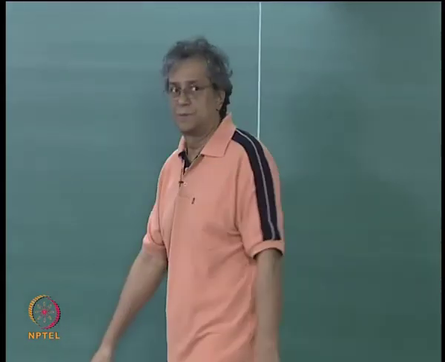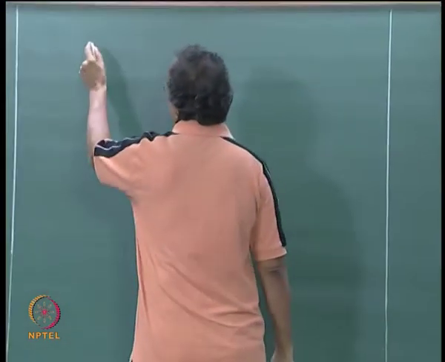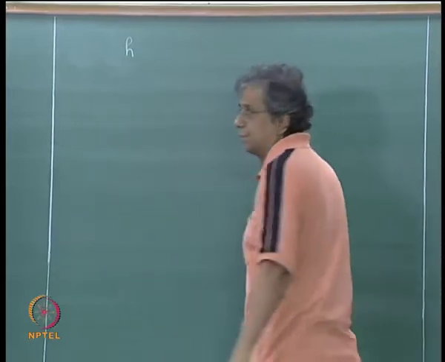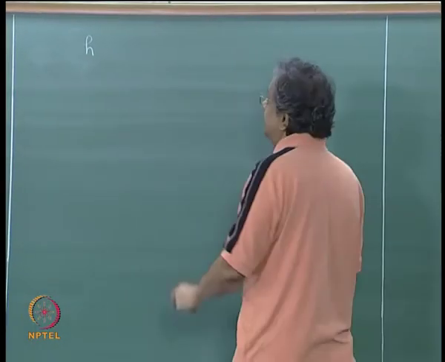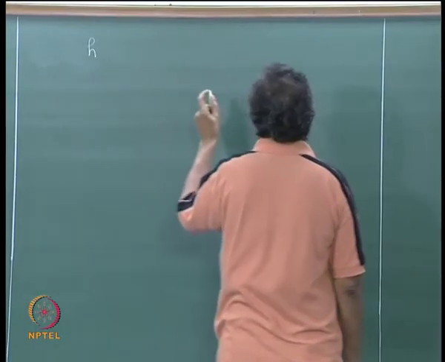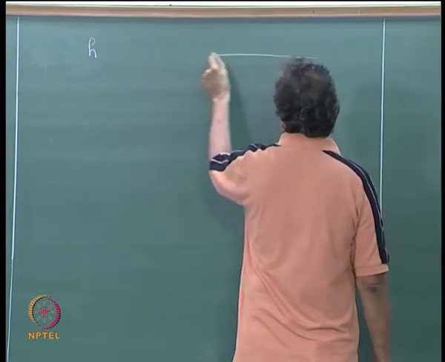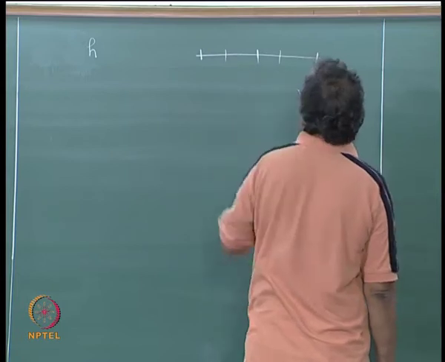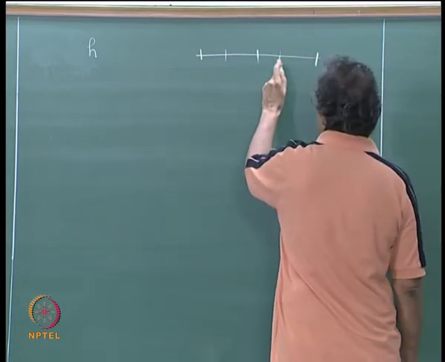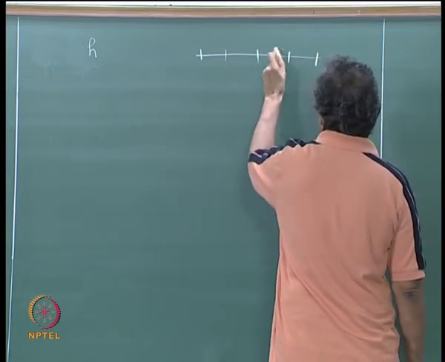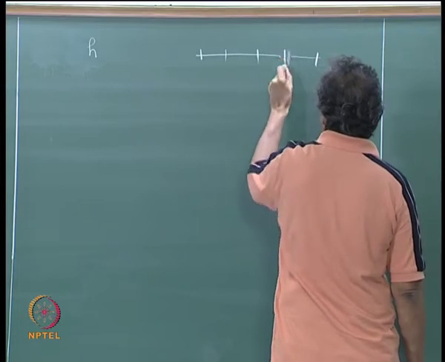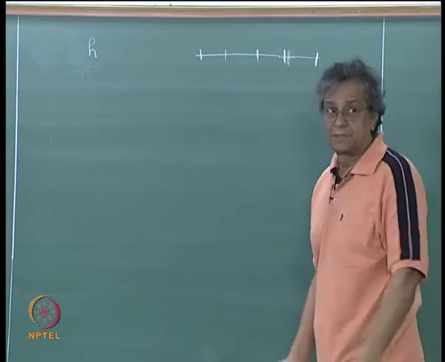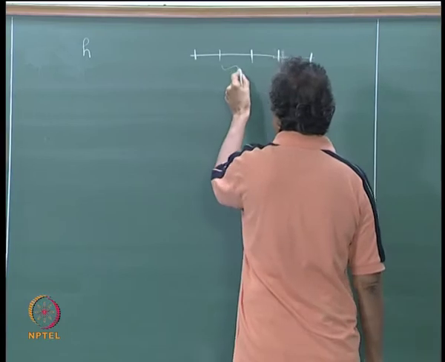We started off, remember that the grid size we talked about was H. So this is a typical grid size. What that means is that if I have equally spaced grids, it doesn't quite look equally spaced, a typical grid size is H.